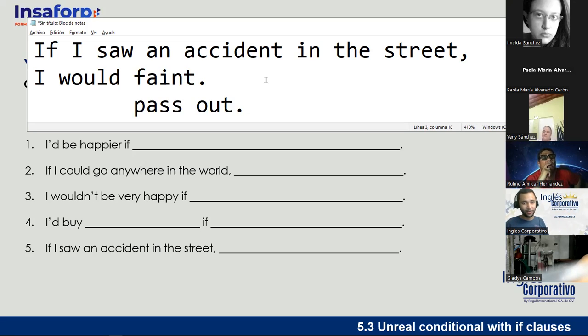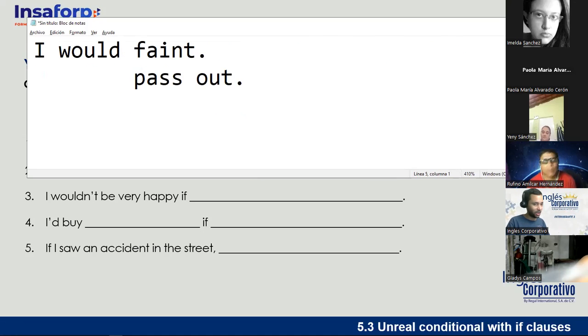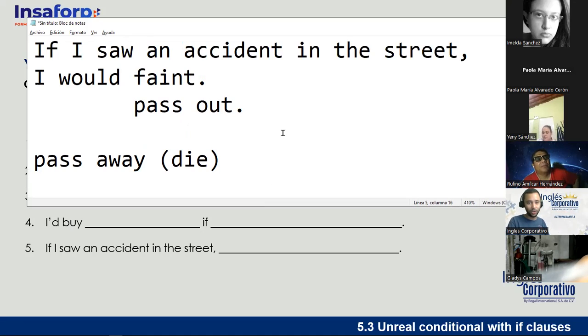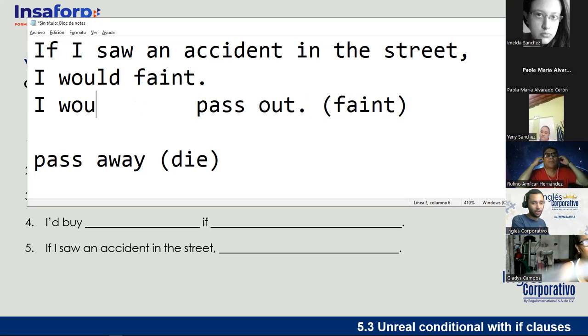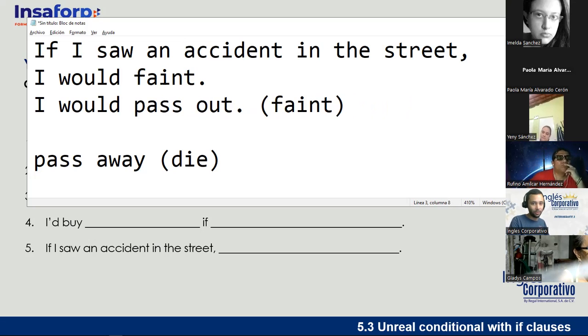Pass out. Pensé que pass out era como morir. Ah, no, it says pass away. That's pass away. That's to die. It's a very formal way to say that. But pass out means faint. Okay. I'll write it here. I will pass out.